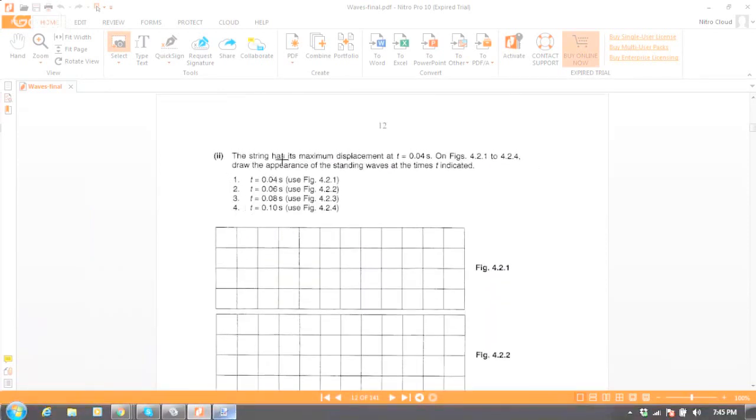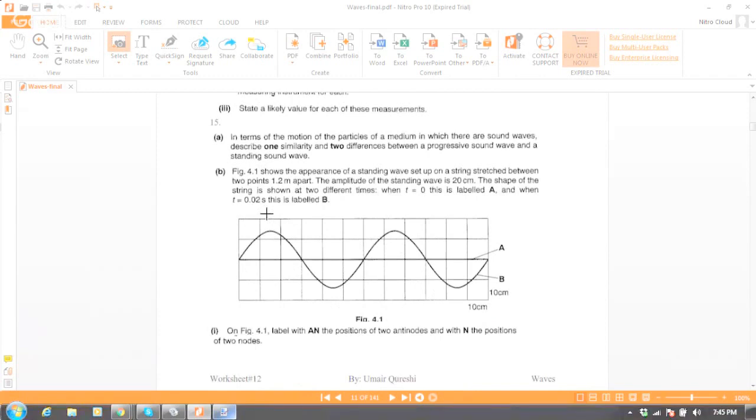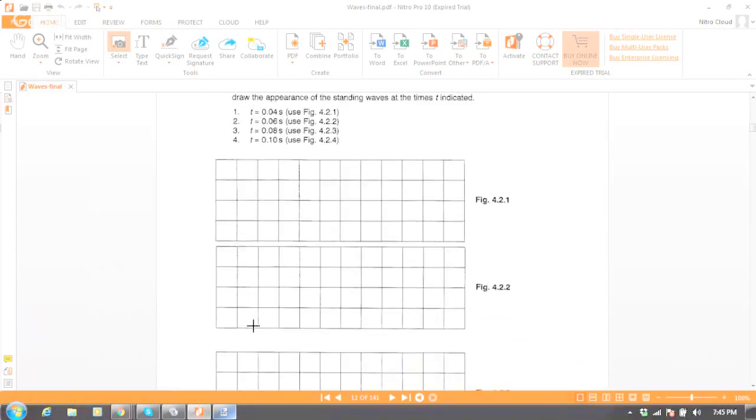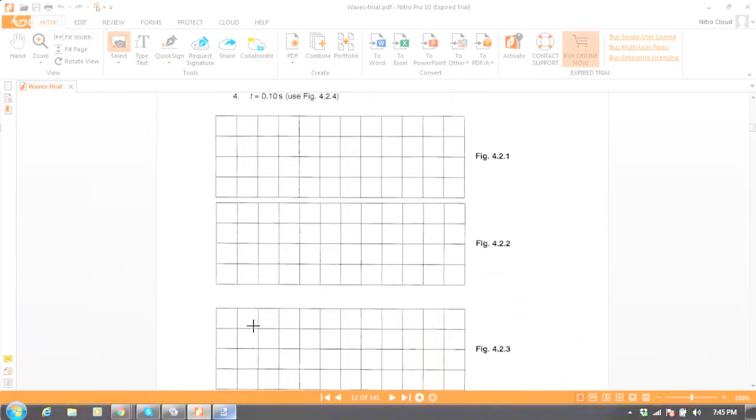The string has its maximum displacement at 0.04 seconds. On figure 4.21 and 4.24, draw the appearance of the waves at times 0.04, 0.06, 0.08 and 0.10. This is the second part. In the first part we have shown it, and now if we pick up this diagram.